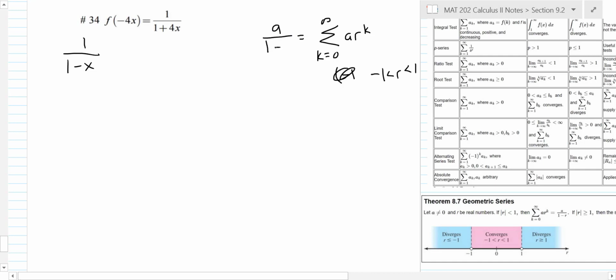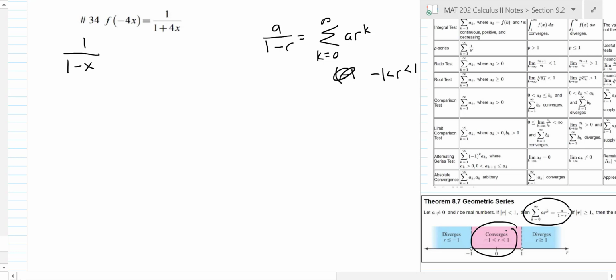A over 1 minus r, right? Okay, that's what you've got to know. That's why I put this down here and printed this out again, is that you need to know this, and then that convergence of a geometric series.